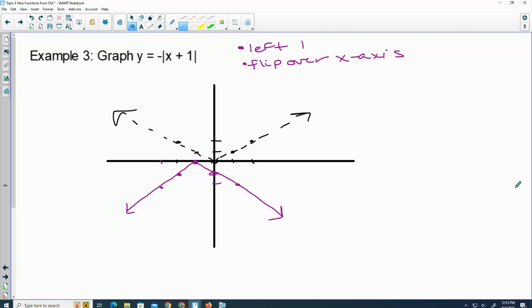Okay, do we need more practice with transformations? I had a sign question on here, but I think I'm going to skip that one for now. And I want to actually go to example 5, talking about domains.